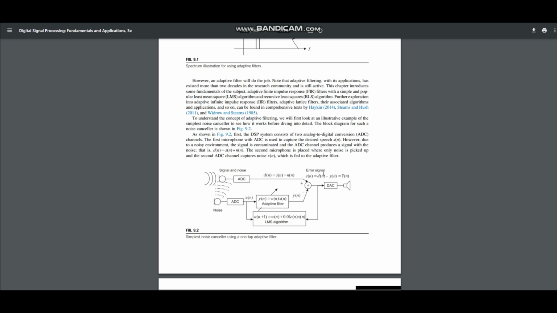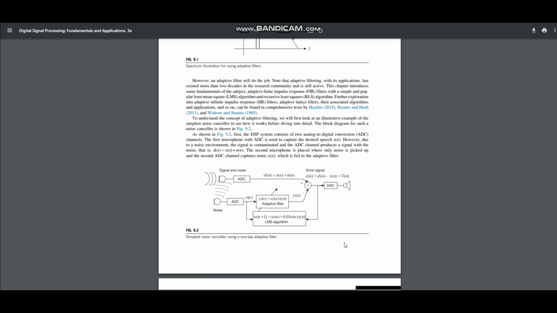If we want to find the error signal, we simply subtract y of n from d of n, and then we pass it through the digital to analog converter, and we will get a signal free of noise or any degradation.